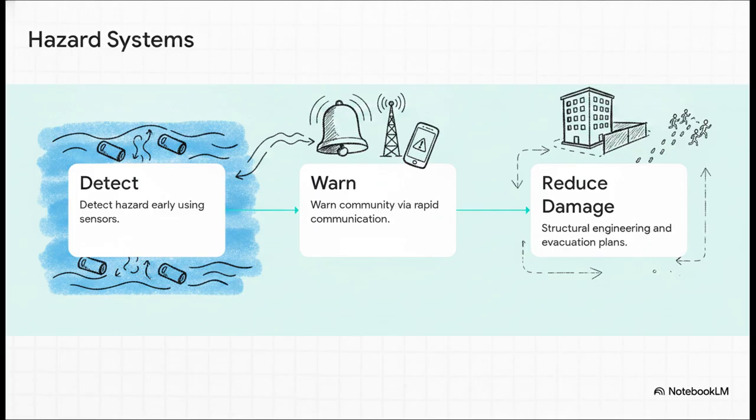First, detect. We need sensors out in the ocean to catch that energy transfer early on. Second, warn. Once it's detected, we need communication systems to rapidly alert the community. Remember those alarm sounds we listened to back in Lesson 7? That kind of thing. And third, reduce damage. This involves structural engineering to protect buildings and having crystal clear evacuation plans for people. All of these moving parts have to work together perfectly. Because think about it, if the detection works, but the warning fails, the entire system fails.